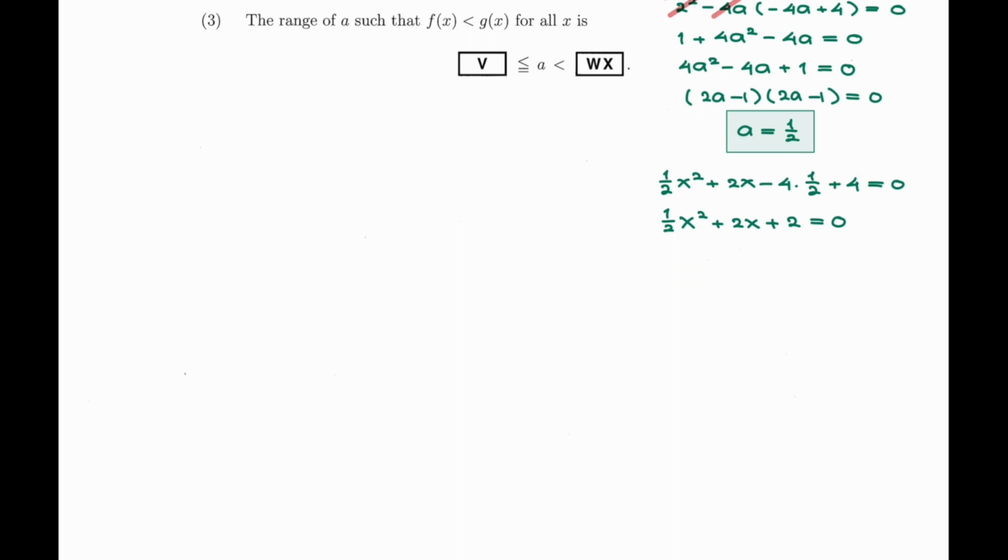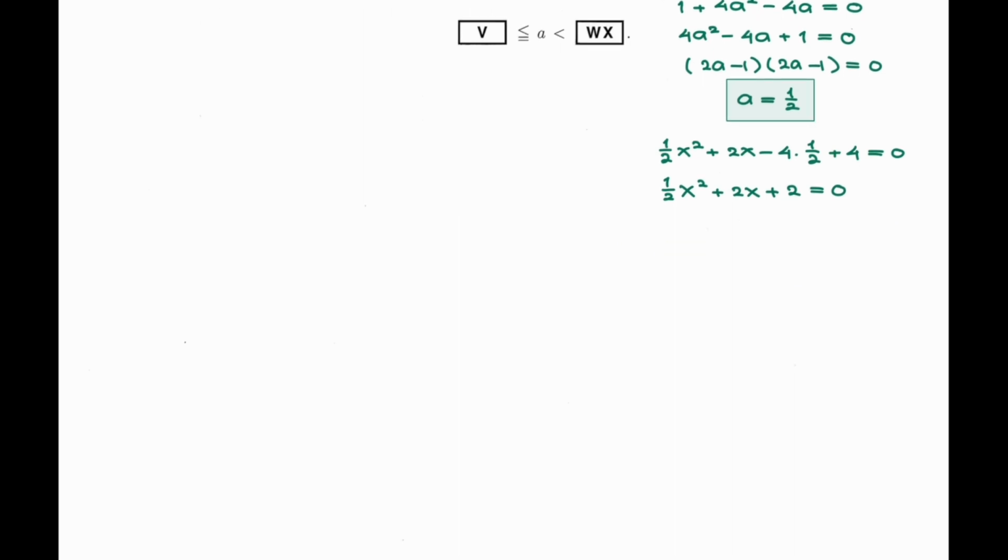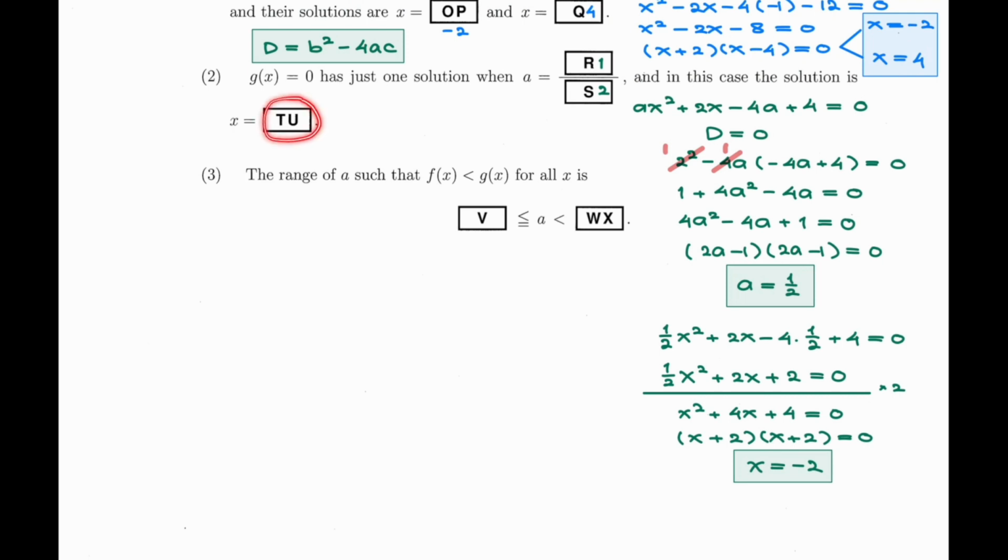By multiplying all the terms by 2, you will obtain x squared plus 4x plus 4 equals 0. Once again, by using factorization, I will obtain x plus 2 equals 0. Therefore, x equals negative 2. This is my final answer for letter T and U. So T and U here is negative 2.